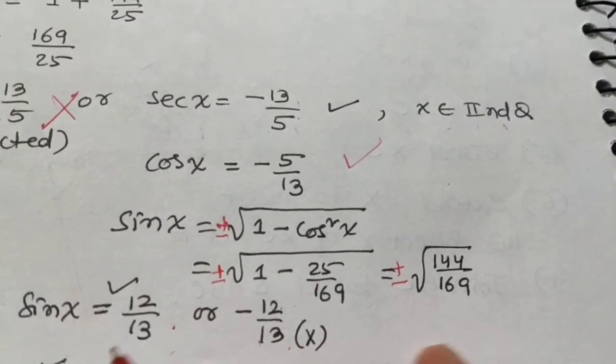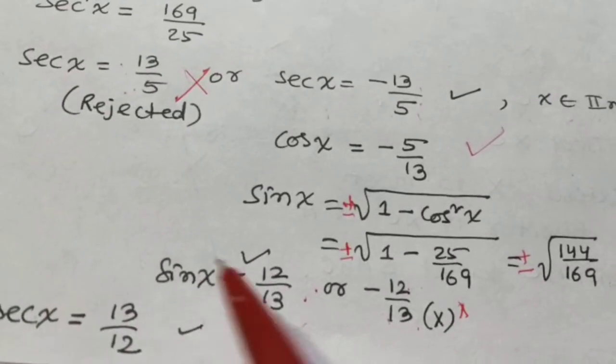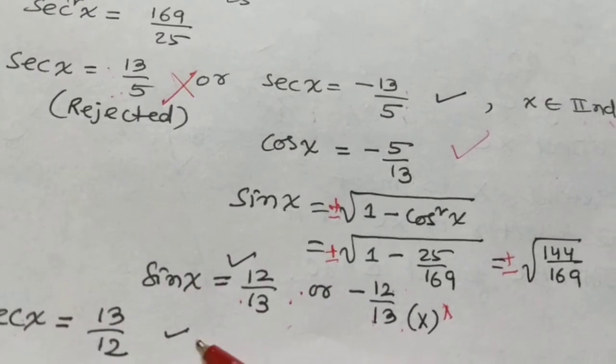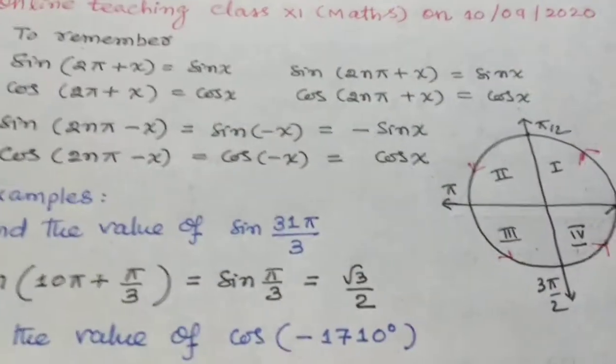But sin in the second quadrant is positive. Therefore, minus 12 upon 13 is rejected and 12 upon 13 is accepted. Once you get sin, then cosec also you can calculate. This is the way of finding the other trigonometric ratios. So the next exercise is waiting for you, dear students. Thank you.